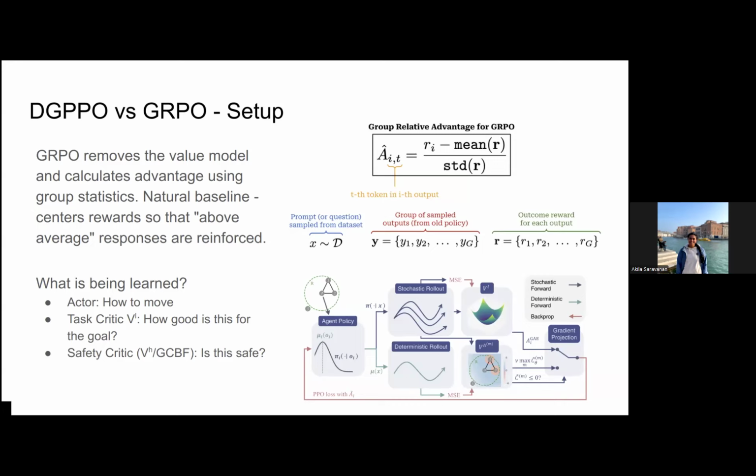For the same. Sorry, say that. The same inputs.